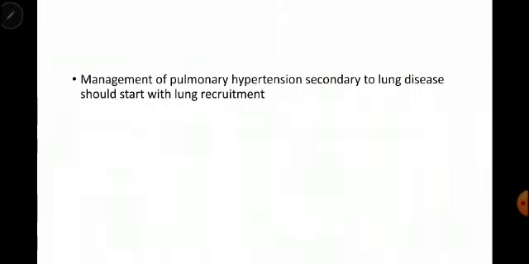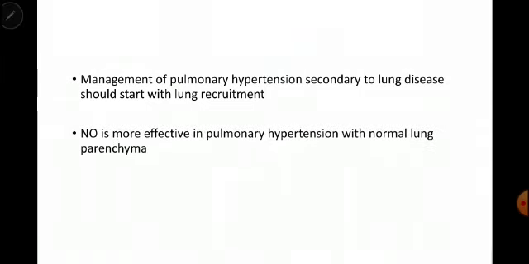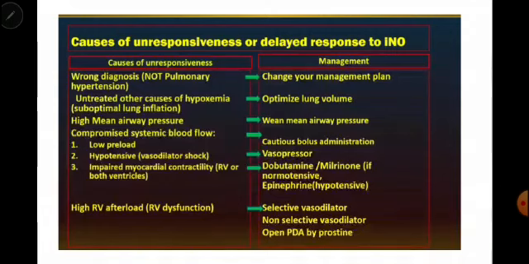So management of pulmonary hypertension secondary to lung disease should start with lung recruitment and treating the lung pathology first. In case of pulmonary hypertension due to a vascular problem, nitric oxide is more effective and it's the first line treatment. So the first line treatment for pulmonary hypertension due to a vascular problem is nitric oxide. If there is no response to nitric oxide, we need to evaluate more.